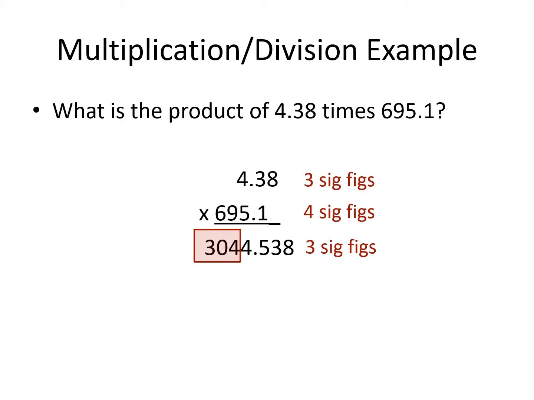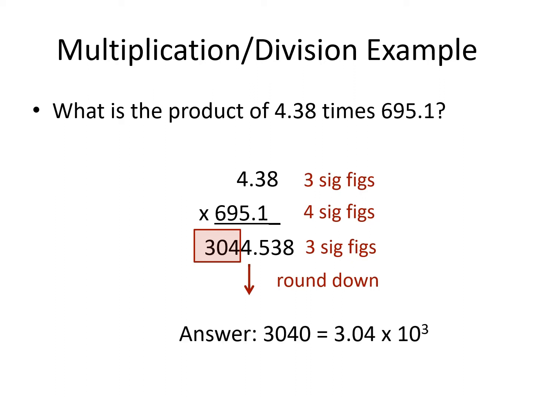So 3044.538, rounded to 3 significant figures, is not 304, but is actually 3040. However, if we write it as 3040, the significant figures are ambiguous. And if we write it with a decimal point after the 0, it conveys 4 significant figures when we can really only keep 3. Therefore, the only way we can write this number with proper significant figures is using scientific notation. Writing it as 3.04 times 10 to the third gives the correct magnitude of the number and the correct number of significant figures.